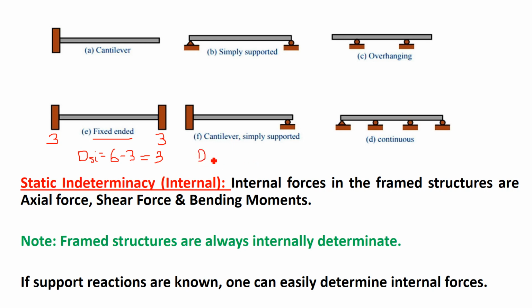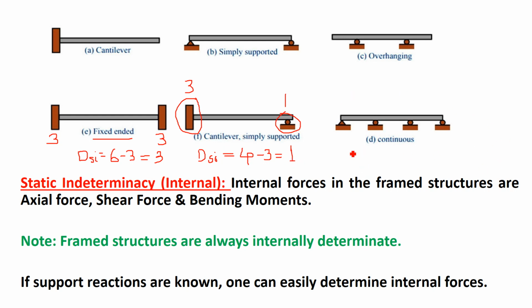Similarly, if you look at the next beam, it is a cantilever beam provided with a simple support at the end. At the fixed support there are 3 unknowns, and at the roller support there is 1 reaction. The total number of unknown reactions is 4, minus the equations of equilibrium, which are 3. The degree of static indeterminacy externally is 1.